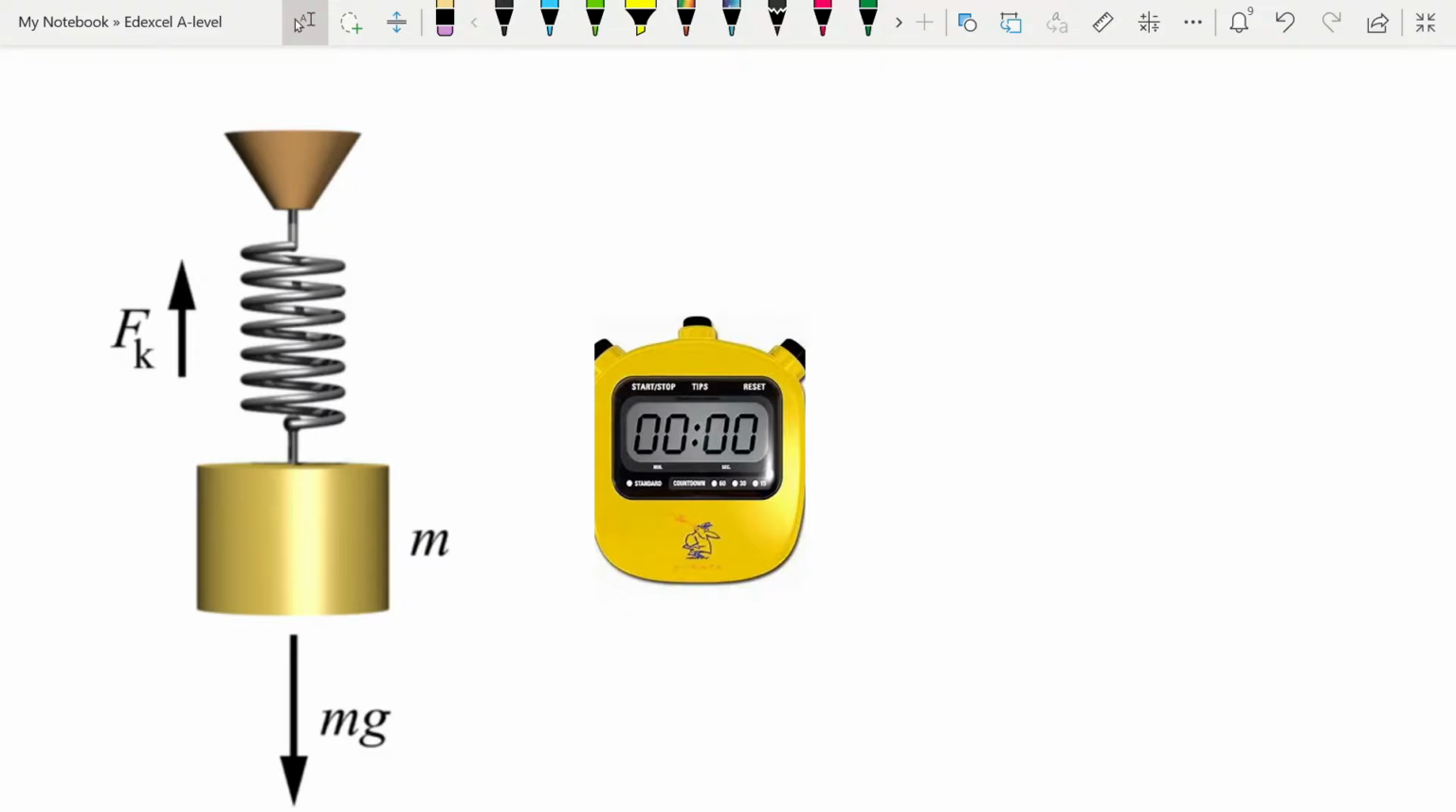This is your setup, very simple. Take a retort stand and hang a spring from it, and then just hang those masses from the spring, and obviously you need a stop clock too.